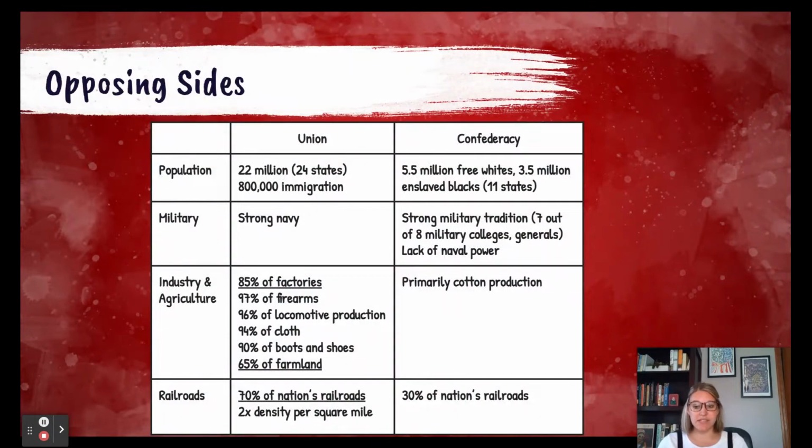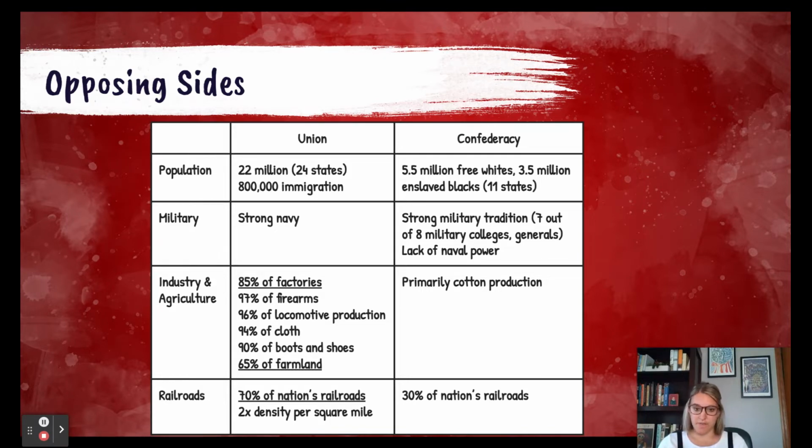So, opposing sides. There's some basic information that you should be aware of, thinking about the advantages and disadvantages of each side. The Union will have the advantage with a much larger population. Not only are they going to be able to supply more soldiers, but they will also have more people to work in the factories to produce materials necessary in a war effort. They will have more support at home, taking care of family farms when the soldiers have gone off to war, a variety of things that really depend on a high population. A stronger Navy is going to be the Union advantage. However, the Confederacy will typically have stronger military generals.